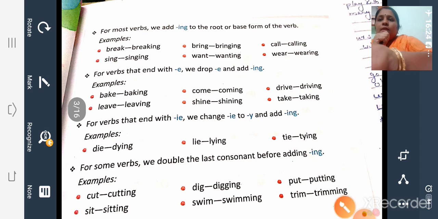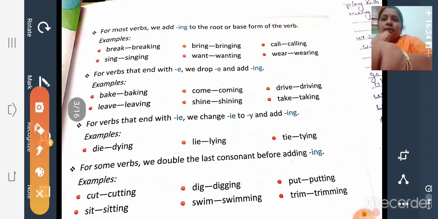Then some verbs. For verbs that end with e, we drop e and add ing. So, some verbs end with the letter e.